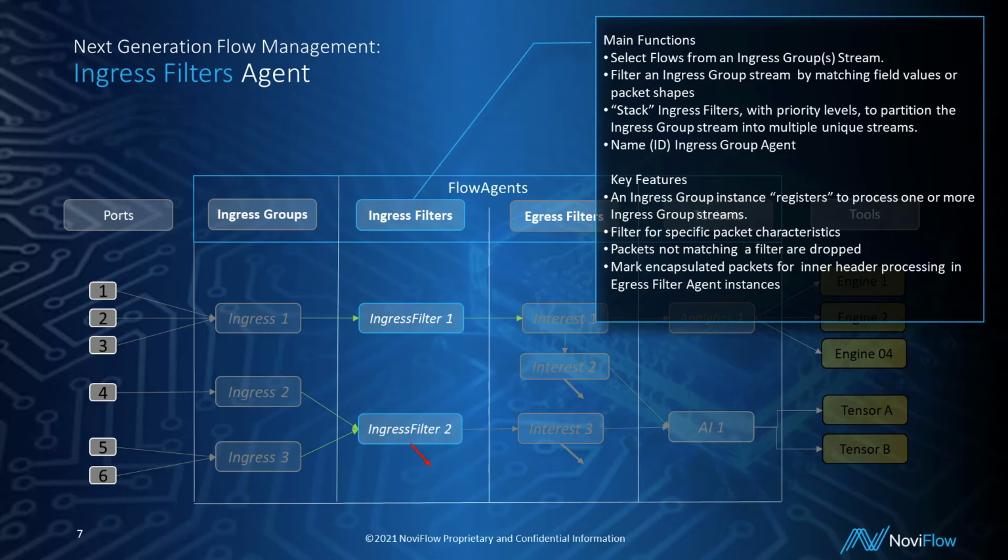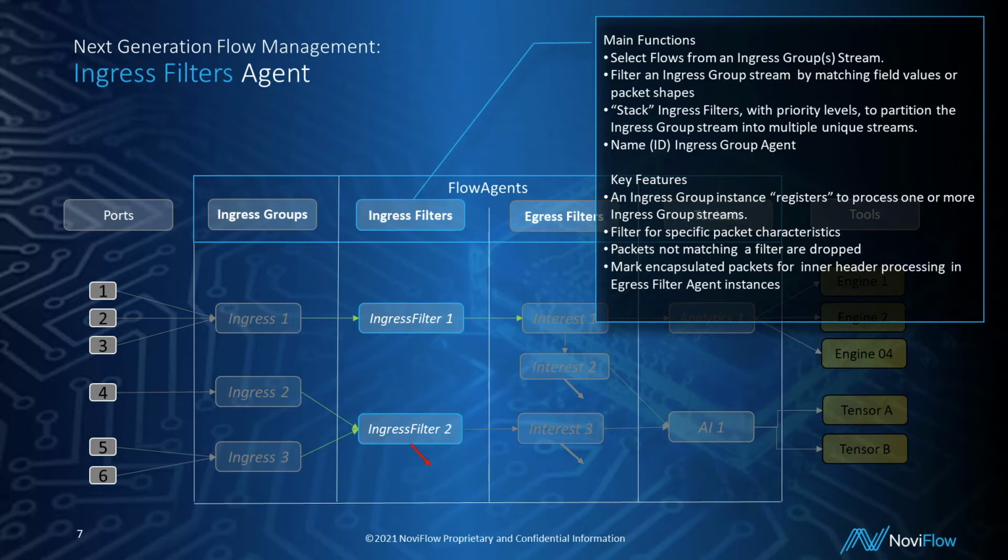So now we're getting into the really powerful agents. The main functions for agents in the Ingress Filters phase are, 1, selecting flows from an Ingress Group stream. This is the same as before. We're moving up one and saying, I want to get feeds from, in this case, Ingress 1, which Ingress Filter 1 is getting it from. So just like before, we were getting them from the ports, you're registering for what comes above you. 2 is to filter the Ingress Group streams by matching on fields or packet shape. Now this is really pretty magical.